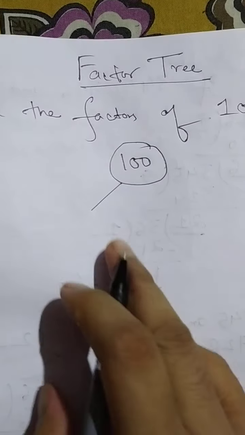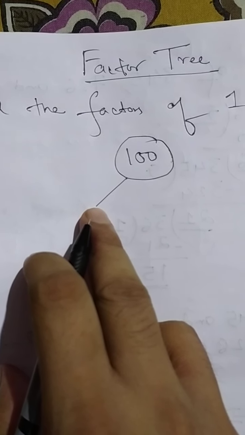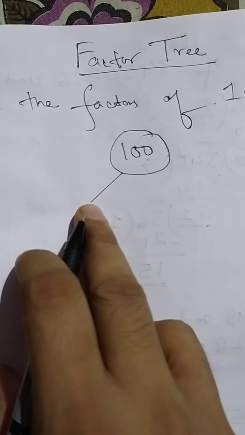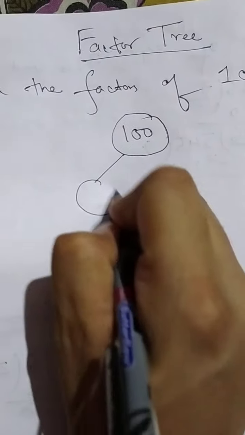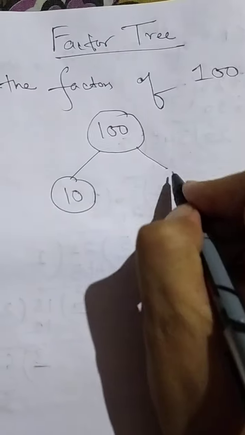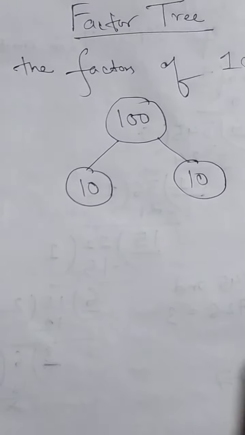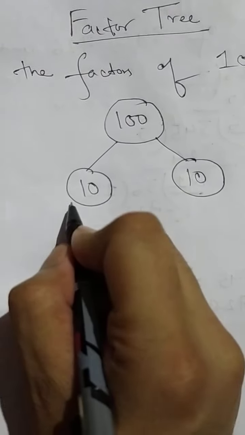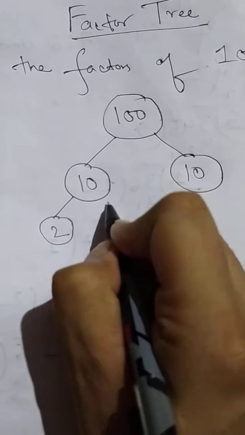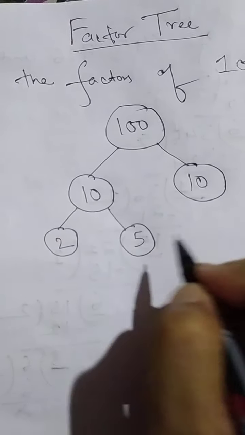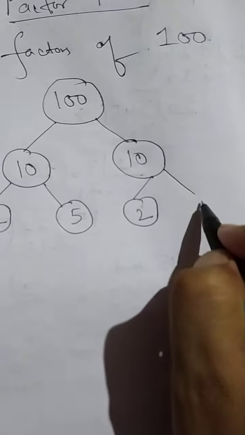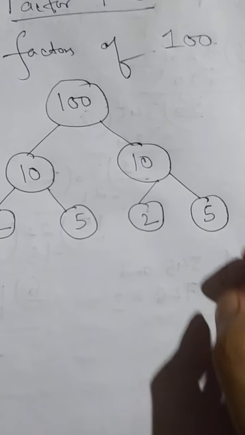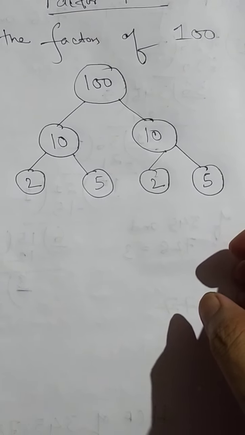Now 100, see, we can write down 100 as 2 into 50 or 4 into 25 or 10 into 10. In any way we can write down. So here I am writing 10 into 10. Now again this 10 you can write down 2 into 5, and this one also 2 into 5. Okay, this one is clear.